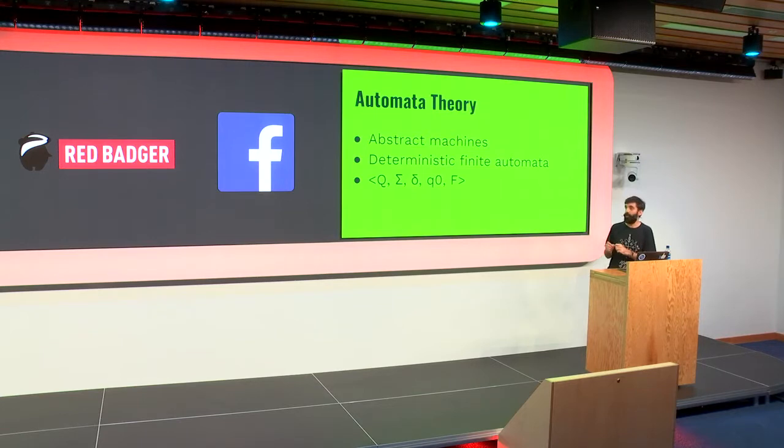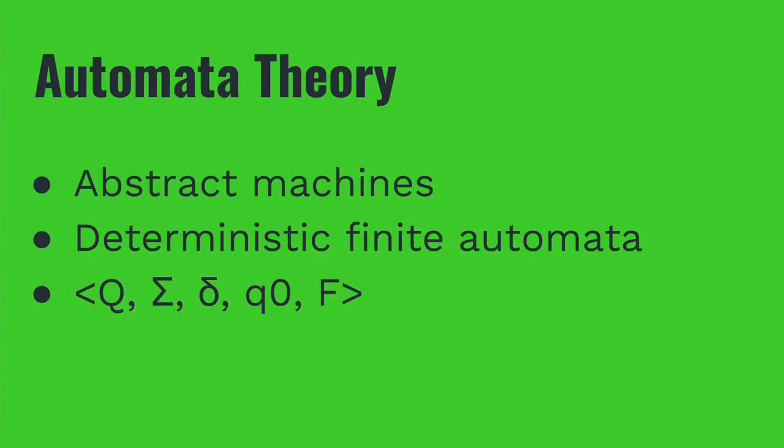And it's pretty cool because you can define a state machine using these five elements. Q is the set of the possible states. Sigma is the set of the possible inputs. Delta is the transition function, so given a state and an input, it's going to give you the next state. Q0 is the initial state, F the final states. So it's a pretty clean way to define a component.